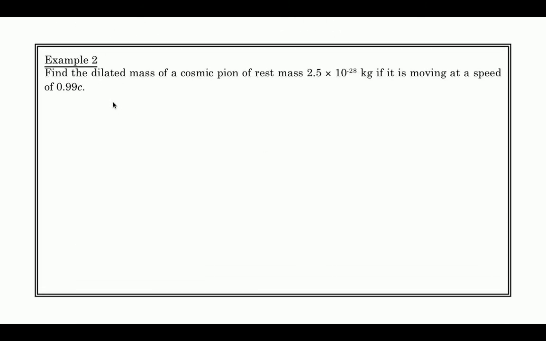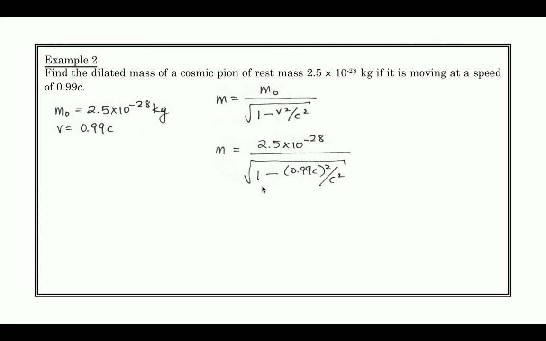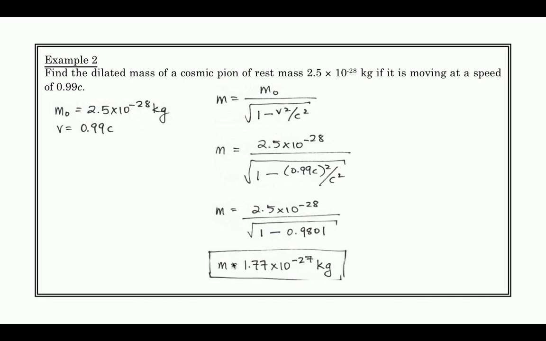Okay. Find the dilated mass of a cosmic pion of rest mass 2.5 times 10 to the minus 28 kilograms if it's moving at a speed of 0.99 c. Here's what we have. Here's what we're going to use. I know the rest mass, it's given. I make the substitutions in the equation. Now again, be very careful when you're doing this because this denominator is a spot where a lot of people can make silly mistakes, so make sure that you don't make silly mistakes. Take your time when you're going through. And I get 1.77 times 10 to the minus 27 kilograms.